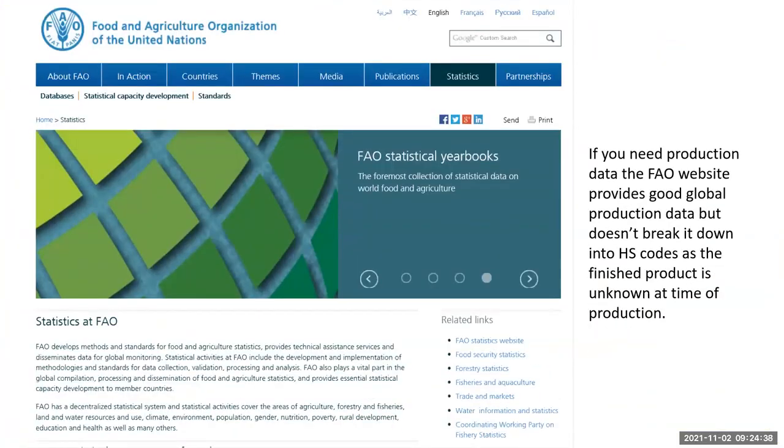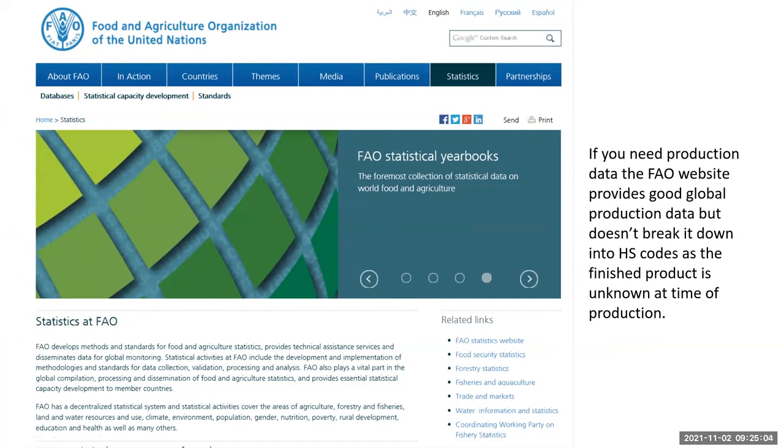The FAO, Food and Agriculture Organization, again, is primarily focused on commodities, not on value-added product, but it does have trade and market statistics. It does have fisheries and aquaculture if that's of interest. The FAO statistical website is linked here, so you can go into the yearbook and see how much product is being produced in which countries.